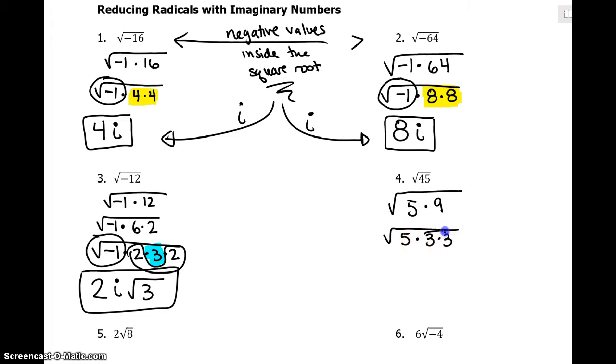So here it is. I have a pair, which is what I always want. I'm looking for those. And so I'm going to go ahead and take out the 3. And since 5 is alone and it doesn't have a pair, it's going to stay inside of the square root. Notice that in this problem, there is no i because the 45 is not negative.